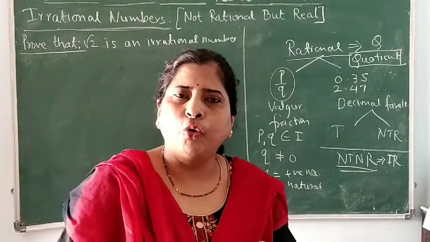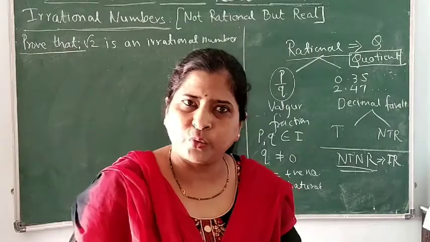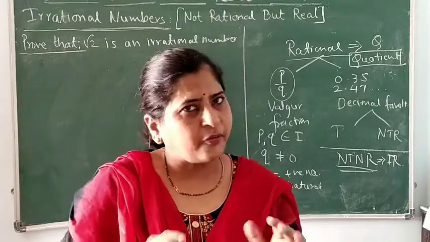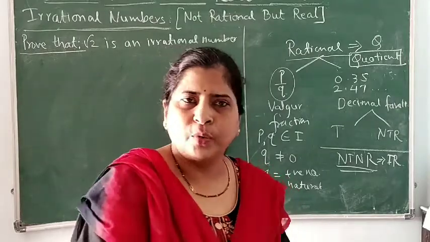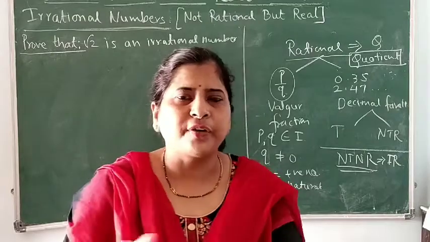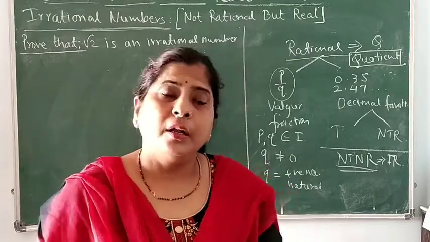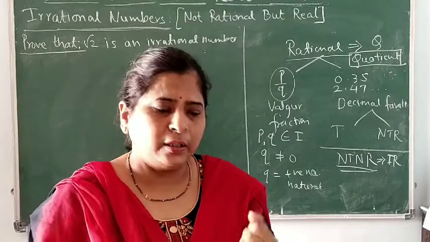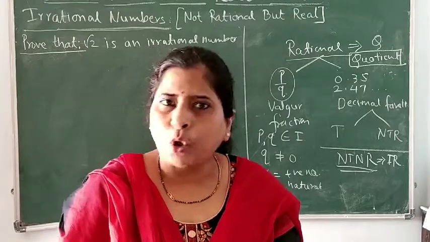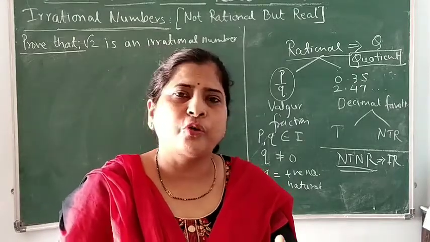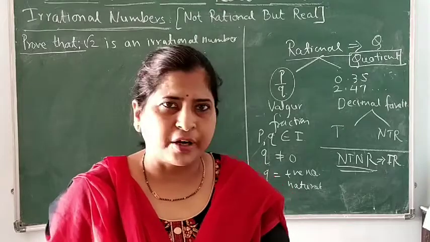1, 4, 9, 16 are perfect squares. Their square roots are rational numbers. Square root of 1 is 1, square root of 4 is 2, square root of 9 is 3. They are rational. But what about the numbers in between? 2 and 3 are not perfect squares, so square root of 2 and square root of 3 are not rational numbers.